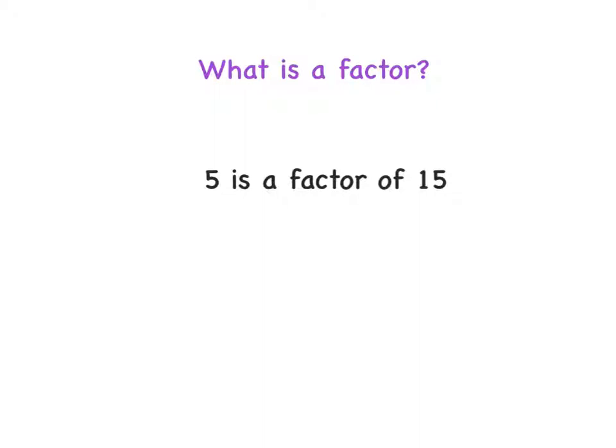So let's say 5 is a factor of 15. What does it mean? That means we can divide 15 by 5 with no remainder, okay? So 15 divided by 5 is 3. We don't have any remainder, we have just a natural number, or it might be a positive or negative number, so an integer as well. So a factor is a number that divides evenly into another number, okay?